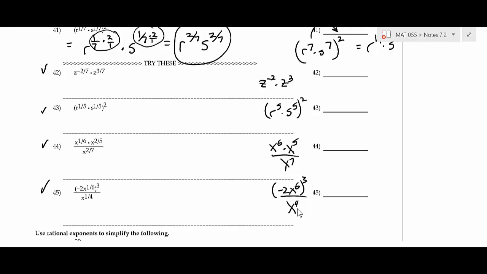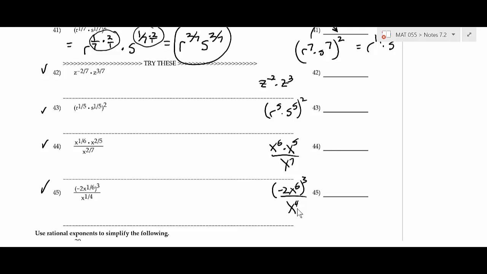Try to do the simpler problem first that I wrote at the side. What you would do is -2 to the third. So if you took -2 and multiplied it out 3 times, you'd have -8. Then you would multiply those numbers to get x to the 18. So the numerator would be -8x to the 18, all over x to the 4th, and you would subtract the exponents. You're going to do that problem the same way.